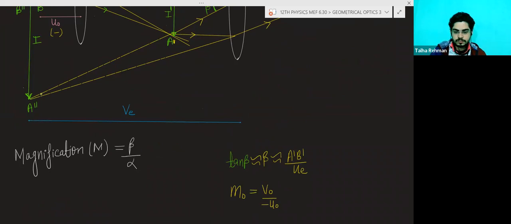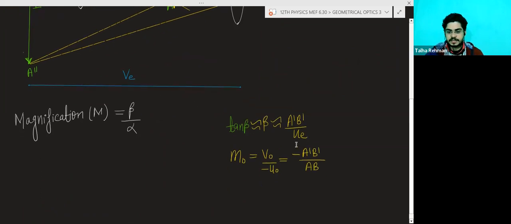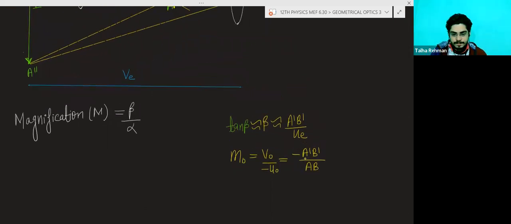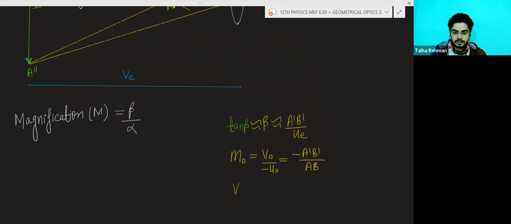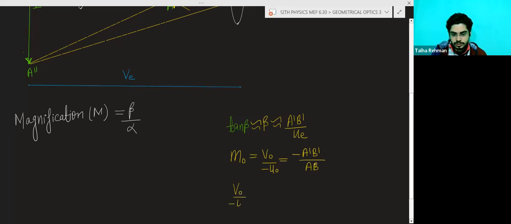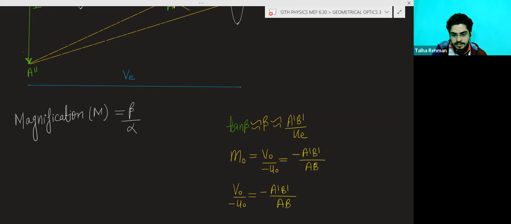So this will be equal to minus a dash b dash divided by ab. Now from here you can calculate a dash b dash. So you have these two terms equal. This is v naught divided by minus u naught, and this is equal to minus of a dash b dash divided by ab. This minus and minus will be cancelled out. So from here calculate a dash b dash.